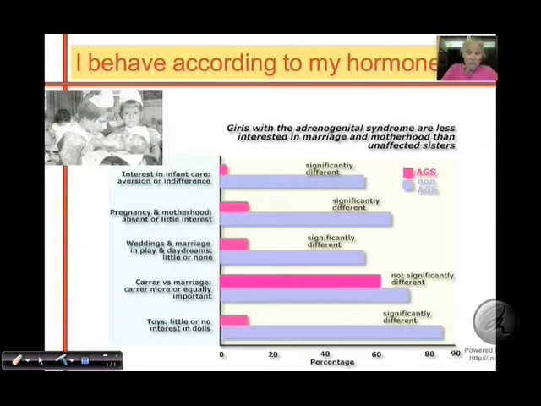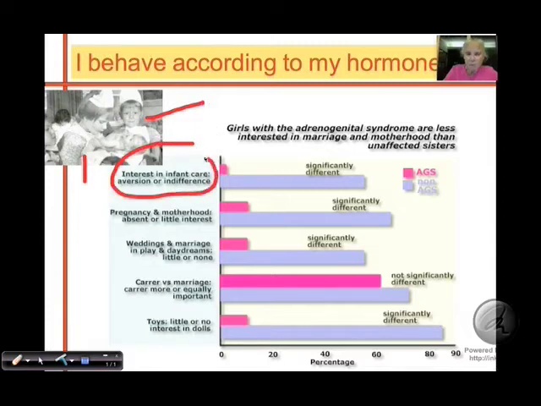And if you look at some studies, the answer is yes. Here is a study that looked at sisters. One sister had the excess testosterone in the fetus. It was corrected at birth. The other sister did not. So very genetically similar, raised in the same household, yet look at their behavior.